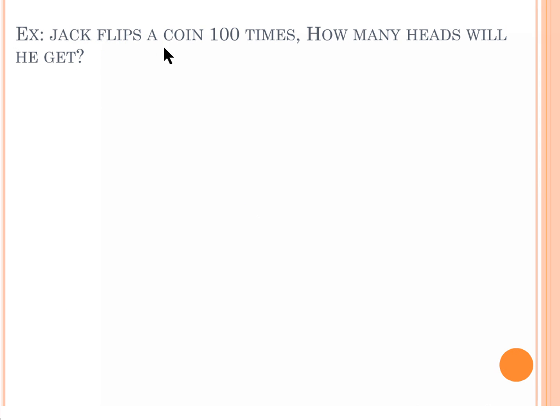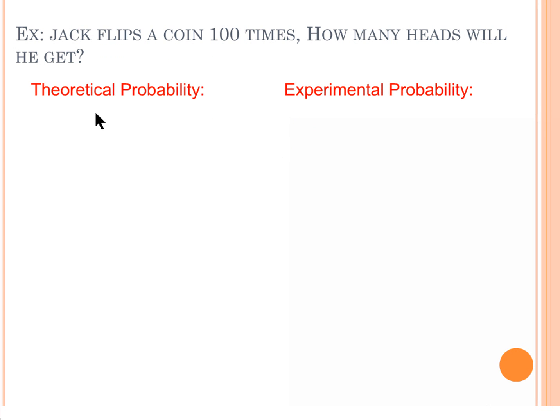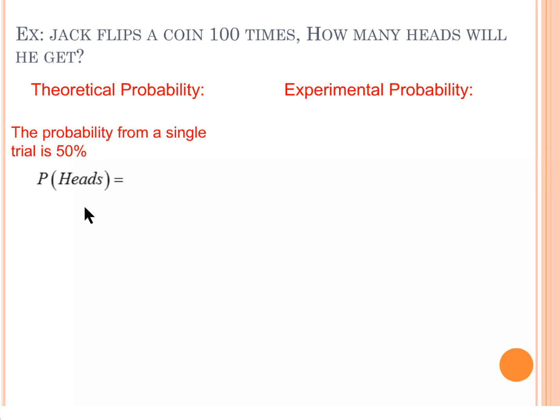Alright, so Jack flips a coin 100 times. How many heads will he get? We can do this 2 ways, theoretical probability and experimental probability. If we're looking at the theoretical probability, the probability from a single trial is 50%. When you flip a coin, you have a 50% chance of getting a head or a 50% chance of getting a tail. So the probability of a head would be 50%.